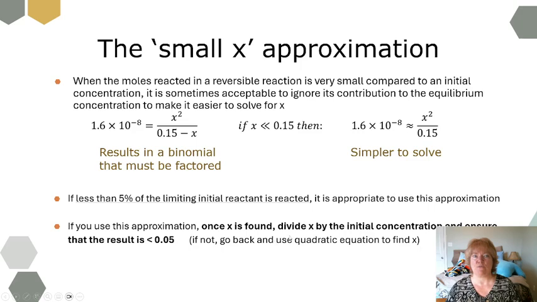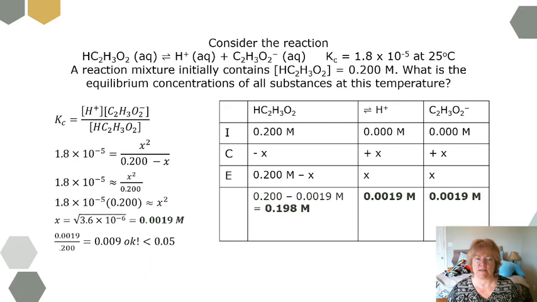So that will save you the most amount of time. Start with a small x approximation unless there's something indicating you can't. And then check it, see, is it a valid approximation? If it is, move on. If it's not, go back and redo the problem using the quadratic equation. And I know I haven't shown you these expressions, but now we're going to go back and see where these expressions come from in the ICE table.